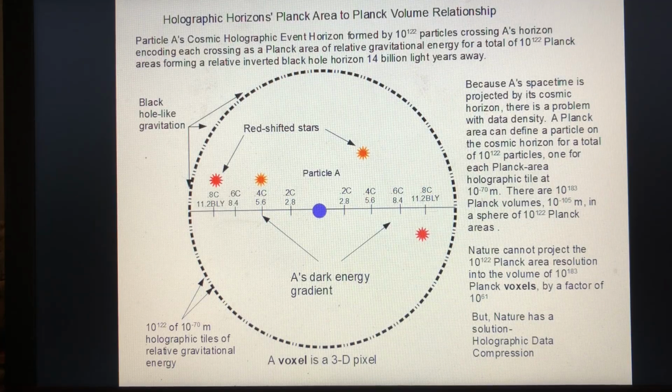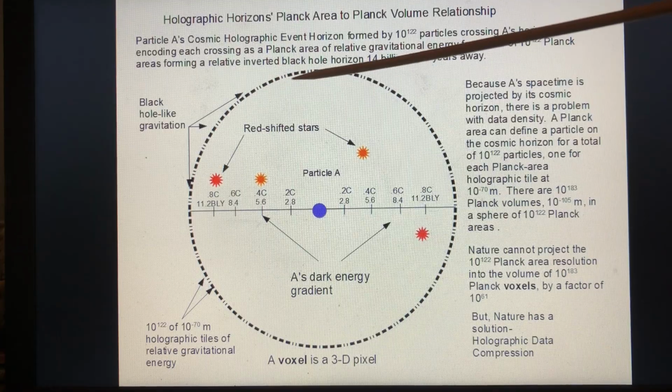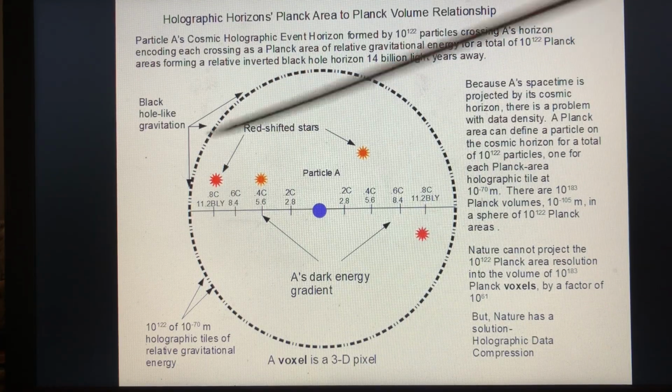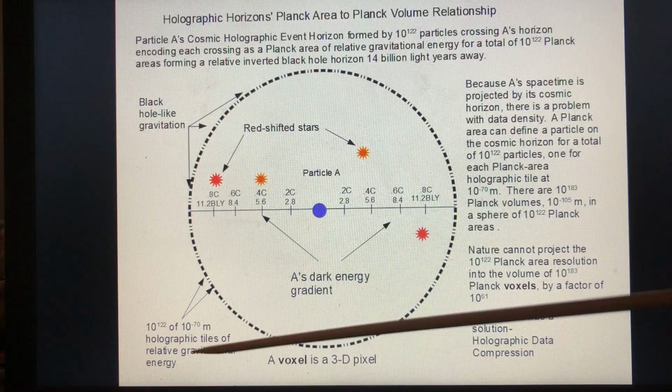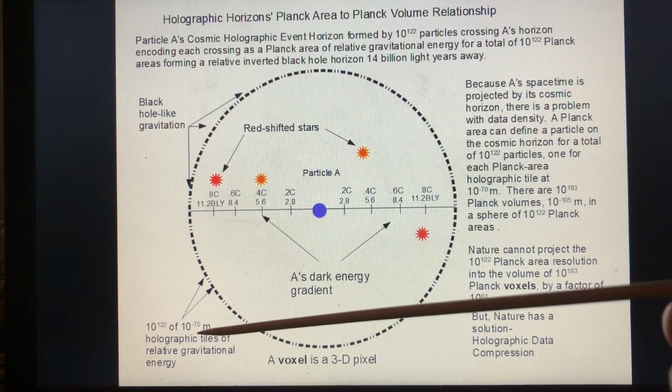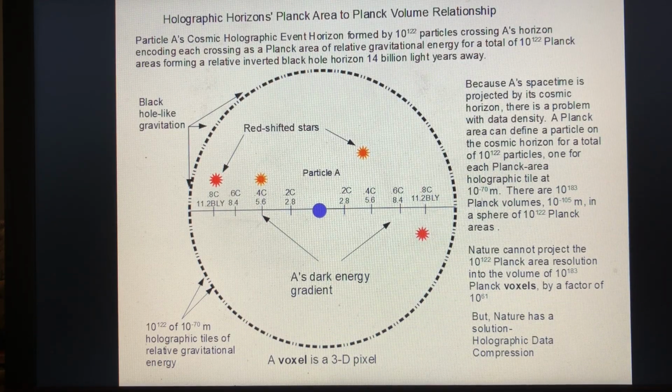So we're going to start with particle A's cosmic holographic event horizon, formed by 10 to the 122 particles crossing A's horizon, encoding each crossing as a Planck area of relative gravitational energy for a total of 10 to the 122 Planck areas, forming a relative inverted black hole horizon 14 billion light years away. And here you can see the horizon formed by the Planck areas and black hole-like gravitation, 10 to the 122 of them. Each Planck area is 10 to the negative 70 meters.